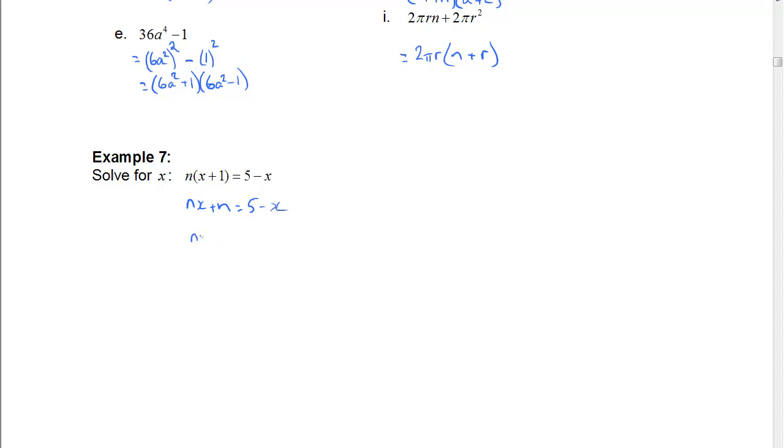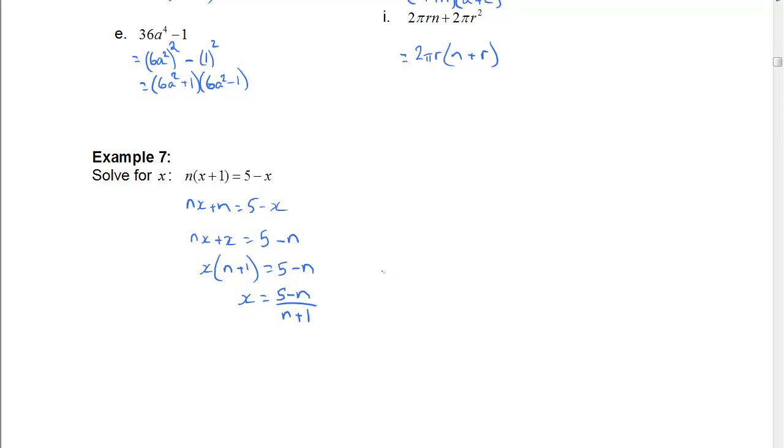Collect the x's, we get nx plus x when it moves to the left equals 5 minus n when it moves to the right. And here we have a common factor. So we can take out the x, because that's what we want to solve for, and we're left with n plus 1. So this is why factoring is relevant. That's 5 minus n, and now to solve for x, we divide both sides by n plus 1. And we're left with 5 minus n over n plus 1. So that's the answer.